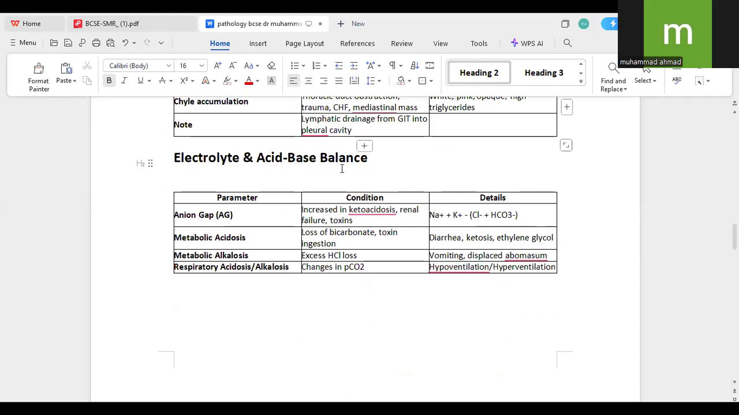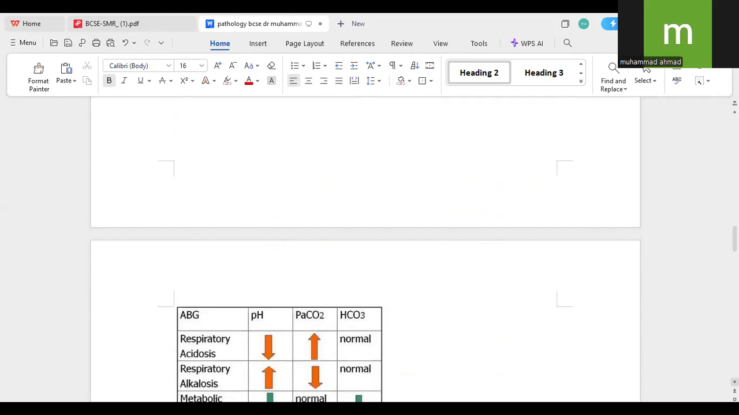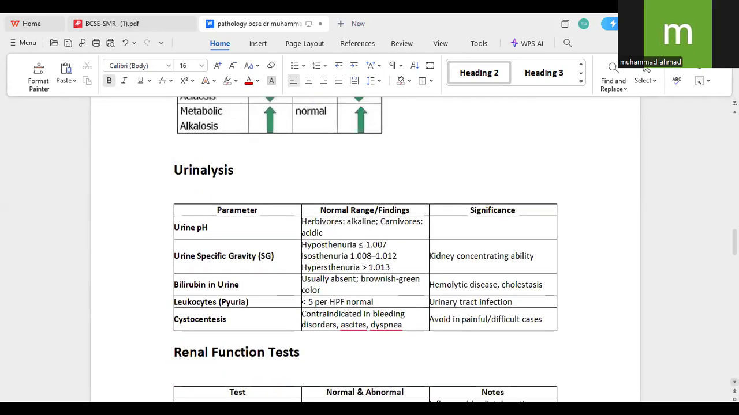Electrolyte and acid base balance. We already discussed the anion gap, metabolic acidosis, metabolic alkalosis, and respiratory acidosis and alkalosis. If you don't understand anything, you can ask later on. Okay.